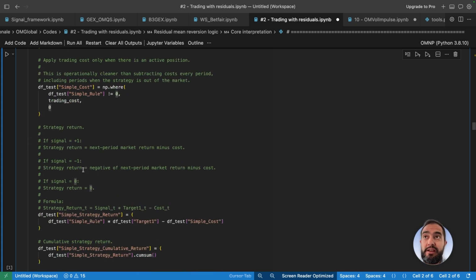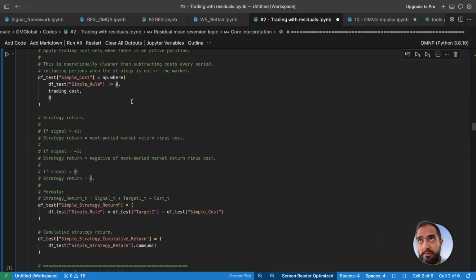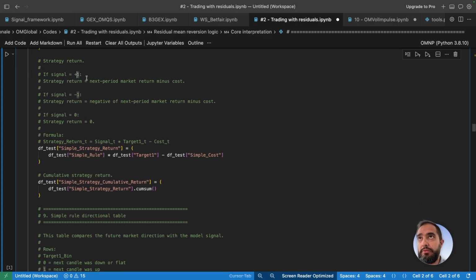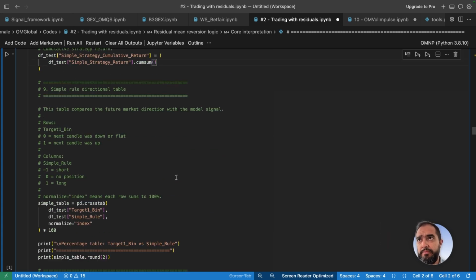I then apply the trading cost only when I have a trade, of course, but that has to be said. And then the strategy return. As I said, signal plus one, the strategy return is the next return minus the cost. If the signal is minus one, then we multiply that signal by the return. And then we simply do a cumulative calculation of that, a simple sum.